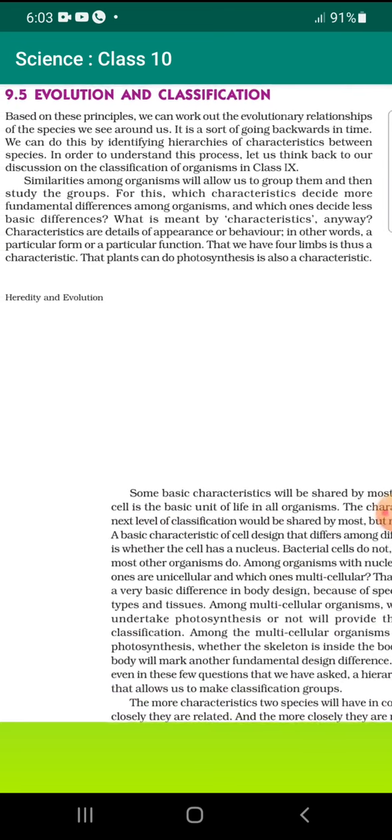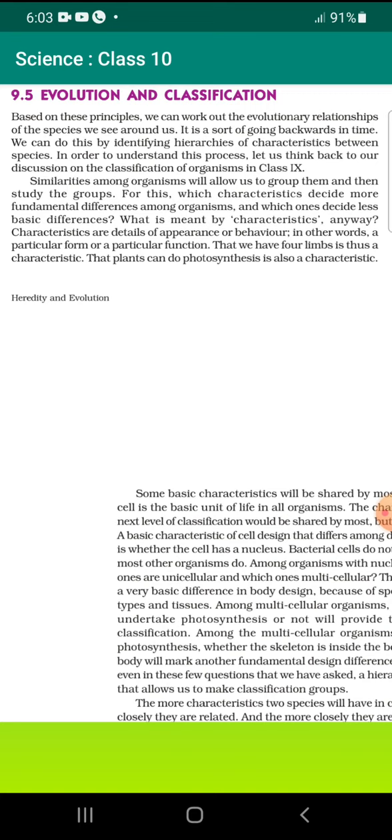Evolution and classification. Based on these principles, we can work out the evolutionary relationships of the species we see around us. It is a sort of going backwards in time. We can do this by identifying hierarchies of characteristics between species.